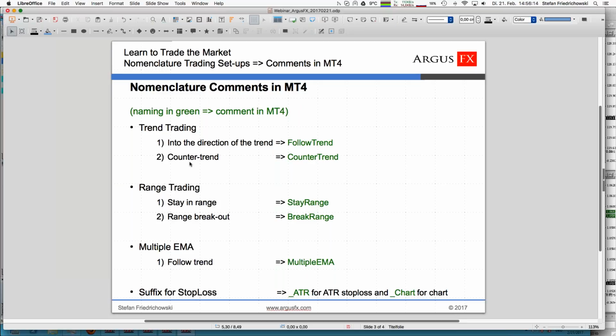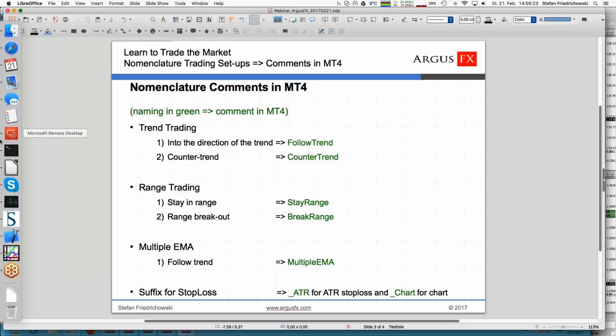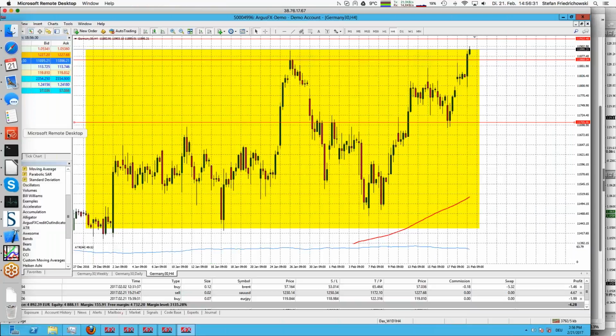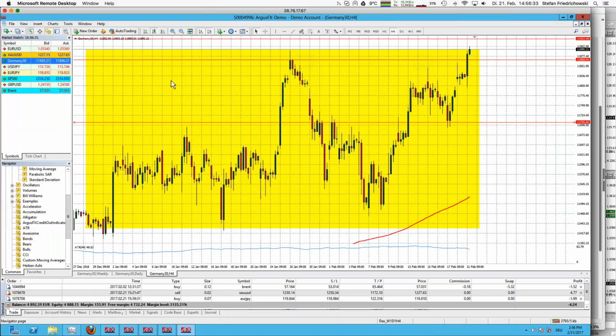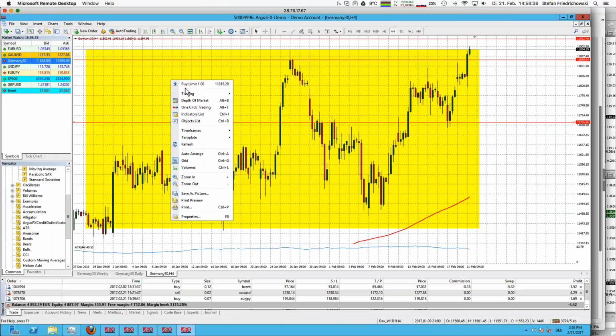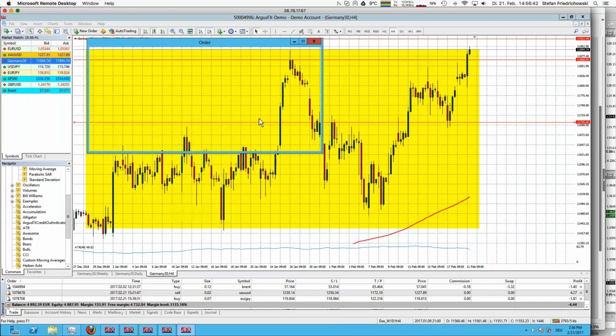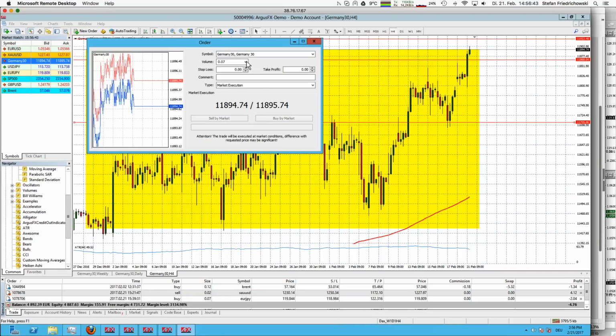So as already mentioned, we have two possibilities. It would be a counter trend trade or a stay in range trade. I will call it a counter trend here, and we took our stop loss out of the chart directly. So now we can place the order. So we have trading, and then we have a new order, and that new order is now with one lot, and it's not market execution, it's a pending order, and that pending order is a so-called sell stop order.